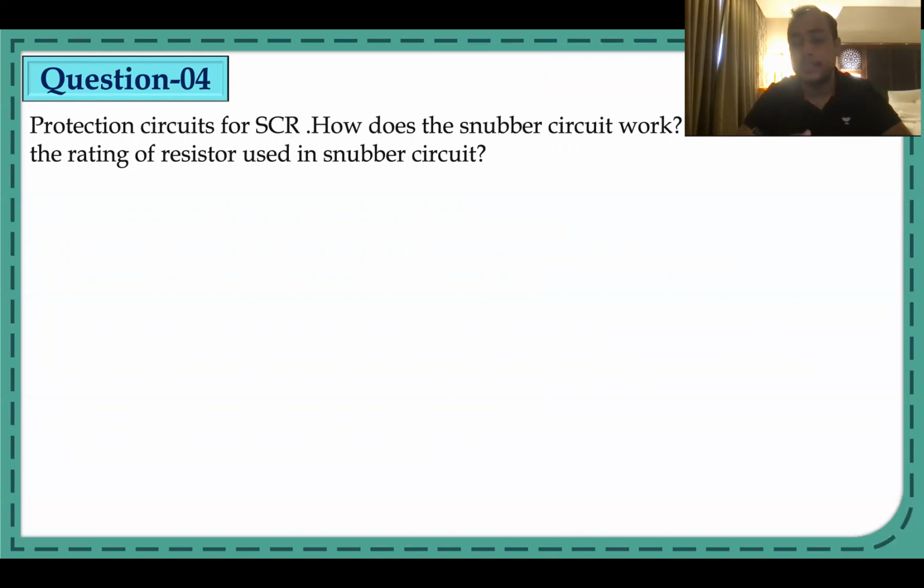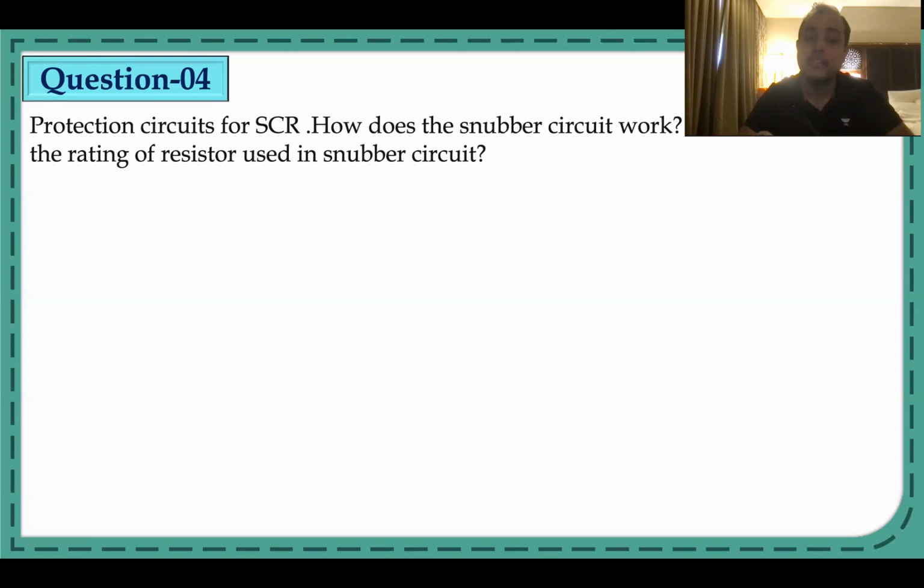Next, they're asking how does the snubber circuit work? So how do you structure this? You will say, sir, high dV by dt can cause undesirable triggering of the thyristor. So that is why we have to control dV by dt below the maximum allowable value by the SCR. How do we do that? We connect a capacitor in parallel to the SCR, which increases the effective capacitance when SCR is in forward blocking mode. In forward blocking mode, SCR is modeled as a junction capacitance. If a capacitance is added in parallel, it increases C, which reduces the rate of change of voltage dV by dt.